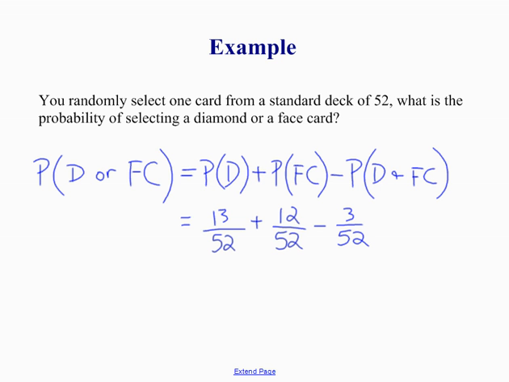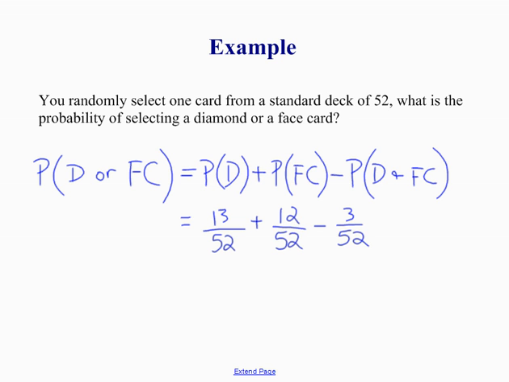Now let me pause here and explain again why we're subtracting this piece off of the end. It's because our diamond face cards are diamonds, so they're included in there. Our jack of diamonds, queen of diamonds, king of diamonds is included in those 13 diamonds. And our jack of diamonds, queen of diamonds, and king of diamonds are included in those 12 face cards. So we don't want to count those 3 cards more than once. So what we have to do is subtract them because we've already counted them twice. So we have to subtract them once.